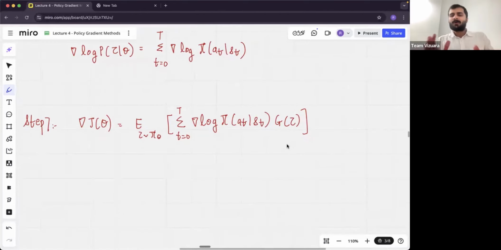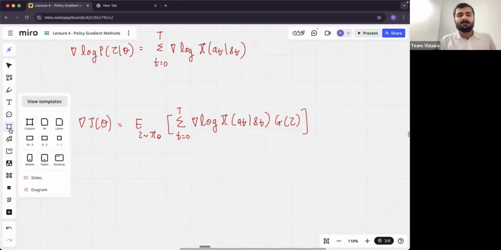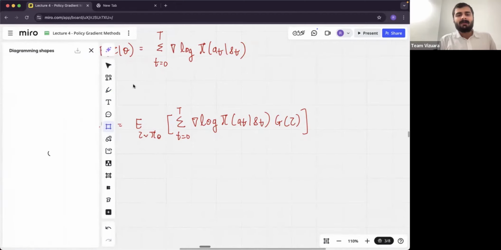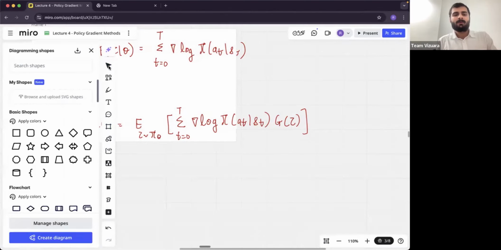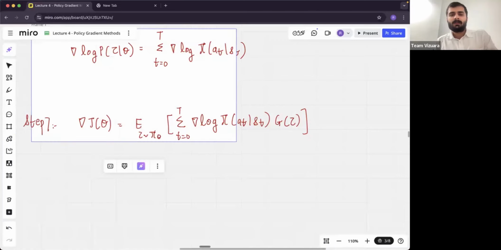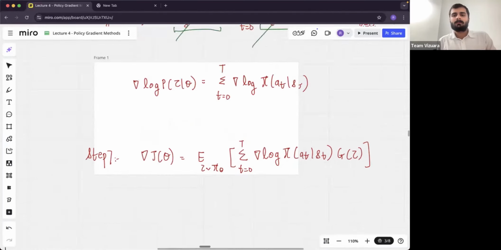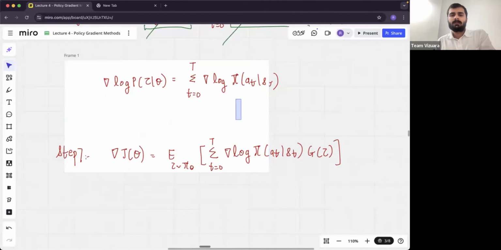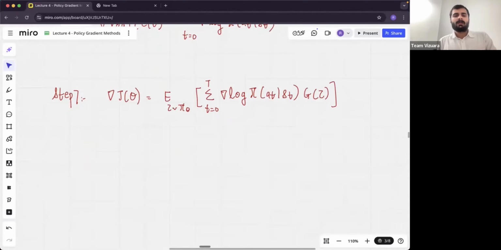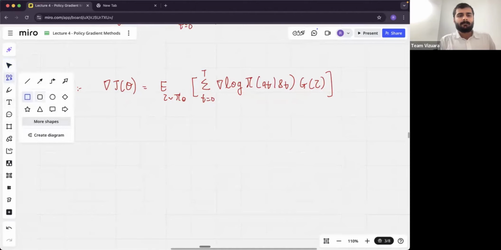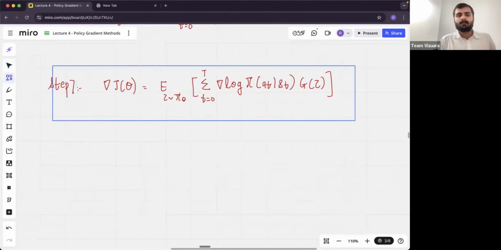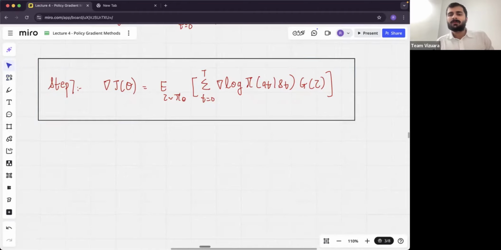So this is one formula which, because of policy gradients, made calculating the gradient of the performance measure suddenly possible. And the entire field really bloomed after this proof came out. So I'll delete this. Okay, so this is the final formula which we are going to look at.